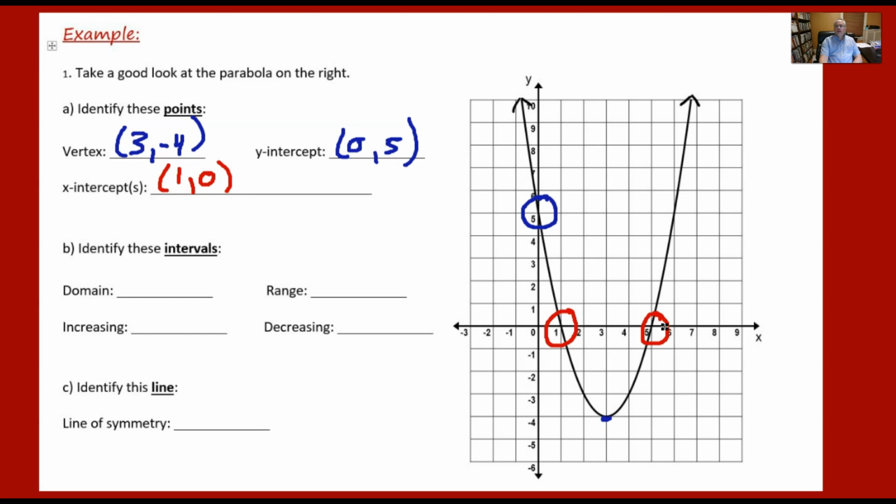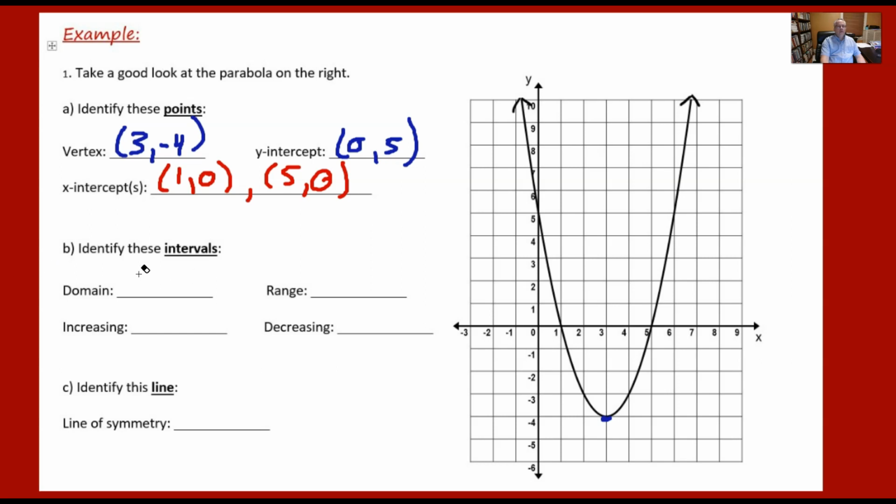The other x-intercept is at 5, 0. Crosses at 5 on the x-axis. So those are our 2 x-intercepts. So given a graph, those aren't too hard to find. And if we use something like Desmos, we can just click on it and it'll tell us the coordinates. And so it's kind of nice. All right, well, I want to erase that to make some room for the next part.